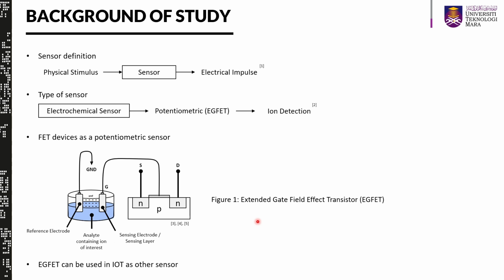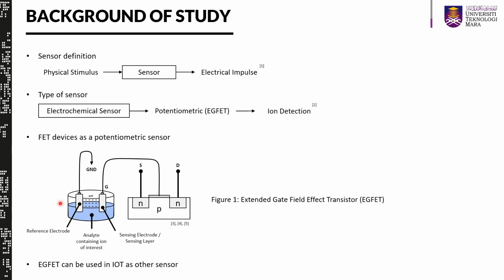For the background of study, sensors are devices that produce voltage in response to what they measure. So this research focuses on the potentiometric sensor, which is one category of the electrochemical sensor for ion detection. The potentiometric sensor uses FET and extended gate field effect transistor. Fig 1 shows how an FET works. The gate of the MOSFET is detached and exposed to the target solution. We call this the sensing electrode or the sensing module, or sometimes even the sensing layer.